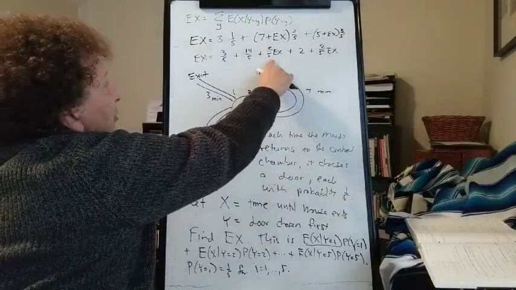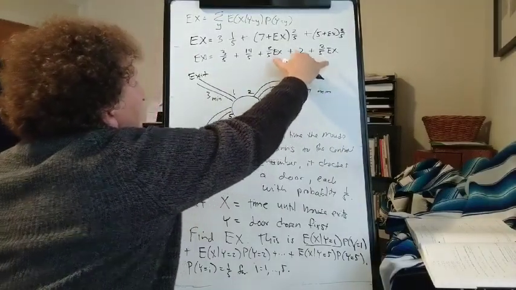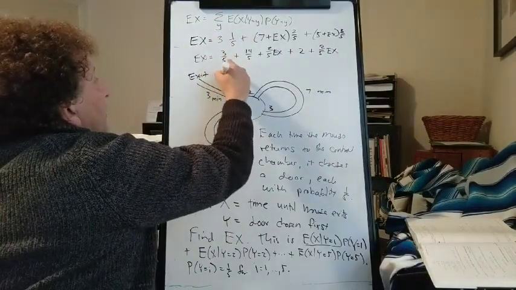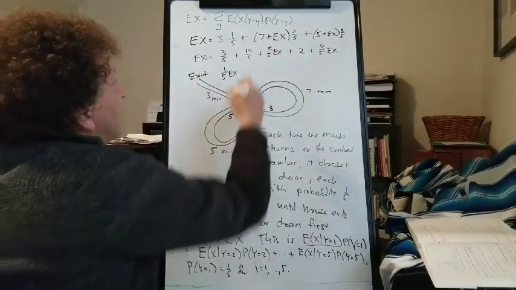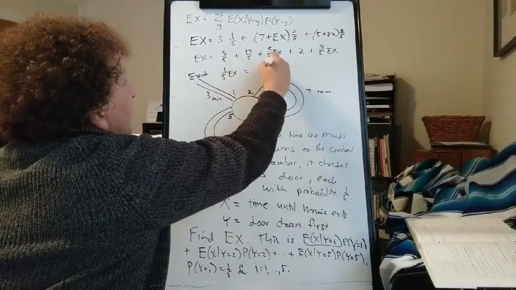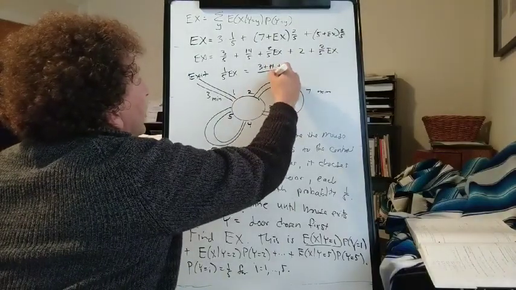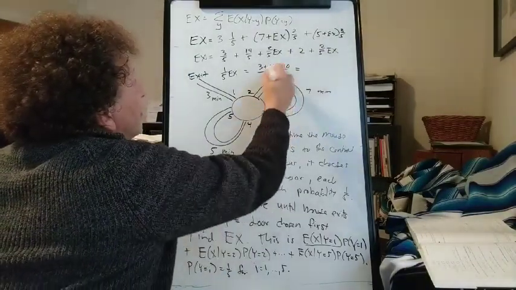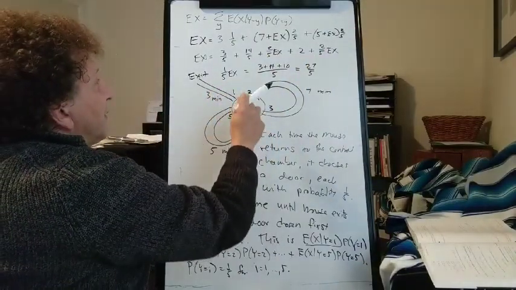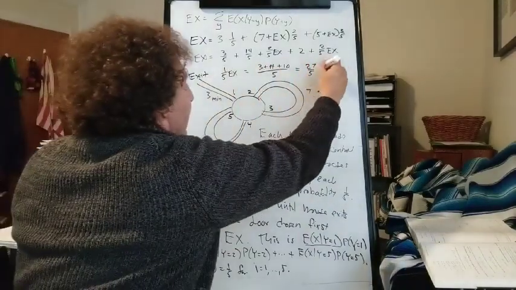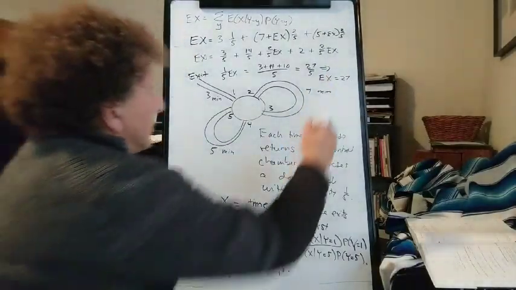All right, so if we take away the 2/5 expected value of x and 2/5 expected value of x, 4/5 expected value of x from this side, take it away from both sides, that leaves us 1/5 expected value of x on the other side. 5/5 minus 2/5 minus 2/5. So on the right hand side we have 3/5 plus 14/5 plus 10/5 for a total of 27/5. So if 1/5 expected value of x equals 27/5, we can multiply both sides by 5 and find that the expected travel time is 27 for the mouse, 27 minutes.